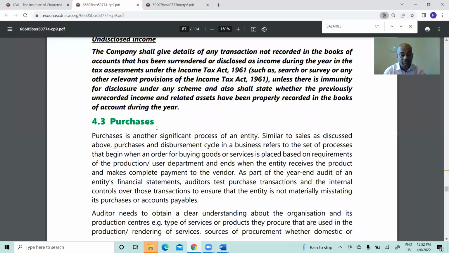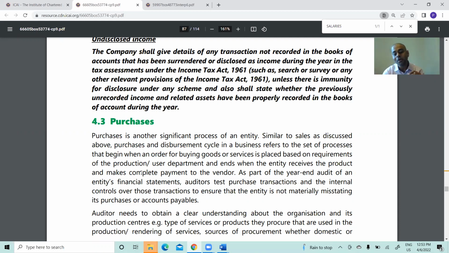This is purchases. Purchases is another significant process of the entity. Similar to sales as discussed above, the purchases and disbursement cycle in business refers to the set of processes that begin when an order for buying goods or services is placed, based on the requirement of production or user department, and ends when the entity receives the product.